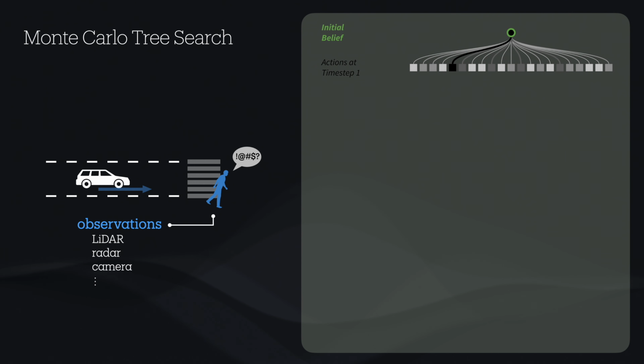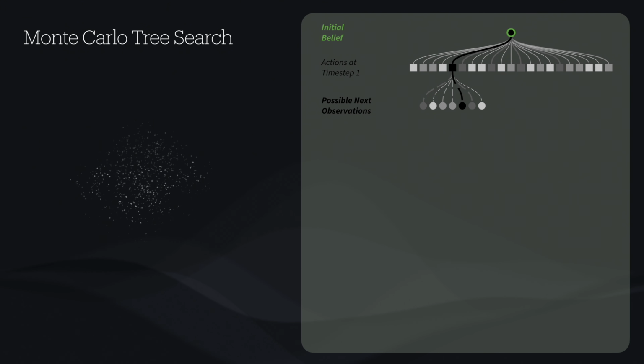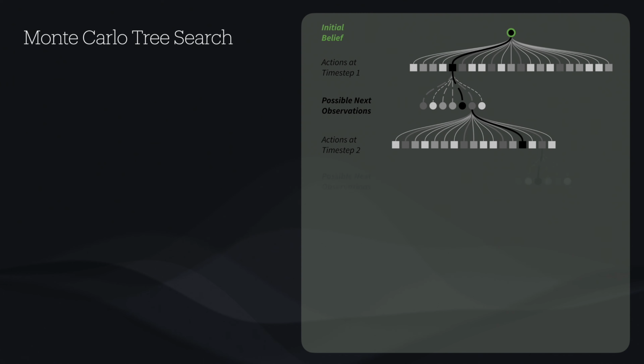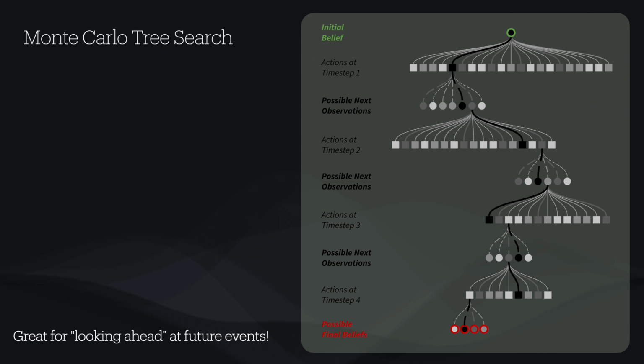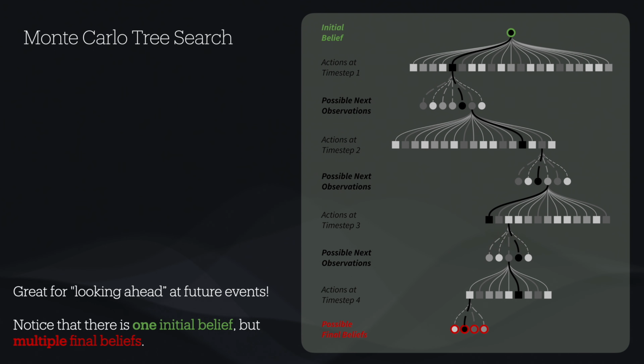And we represent these observations with these circular nodes in the same tree search. With these new actions and observations, we essentially update our belief, which is our understanding of the world. And we can repeat this as many times as we want into the future. At some point, we're going to be reaching these final nodes of beliefs, which we think are going to happen t time steps from our initial belief, which are the red nodes here. So MCTS is great at looking ahead for future events. And notice here, which is going to be important, there's only one initial belief, but multiple final beliefs.